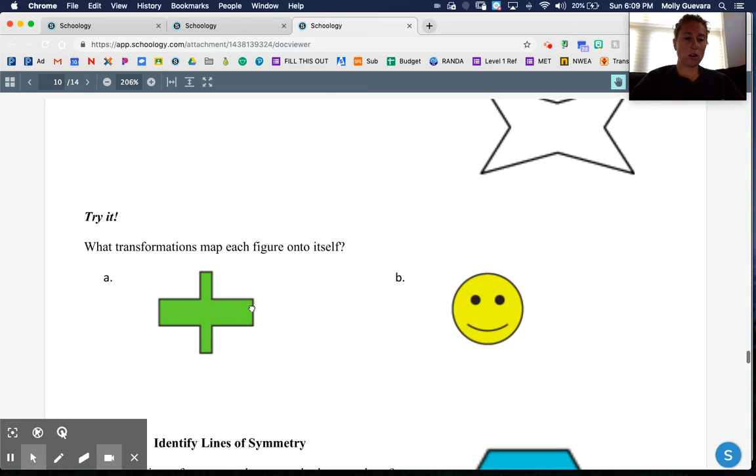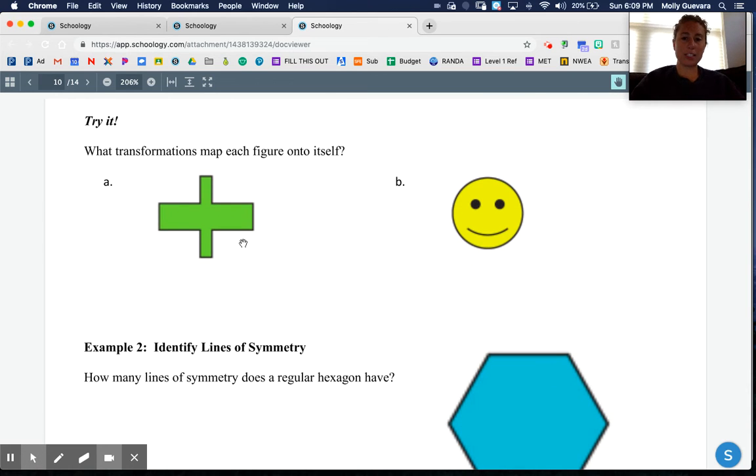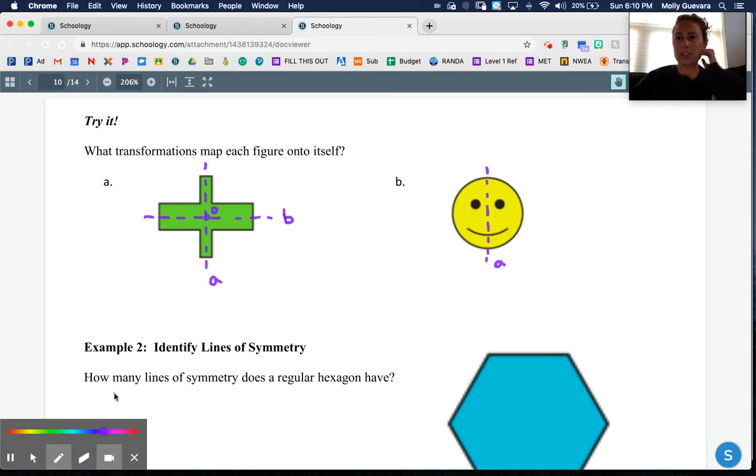Okay, so I want you guys to try these two. See if you can come up with all the different ways that we have symmetry in these two shapes. All right, so let's check your work here.